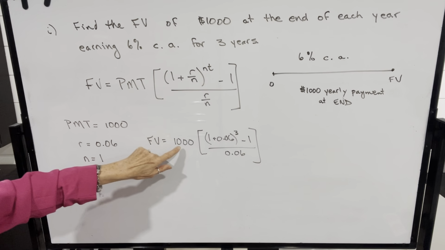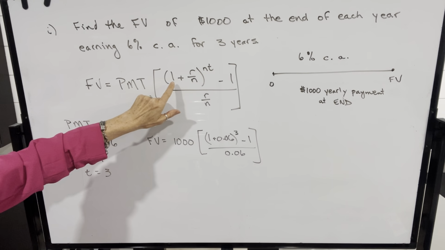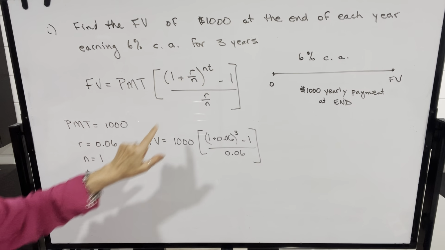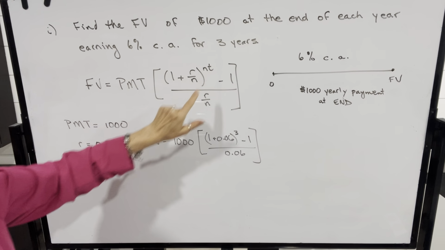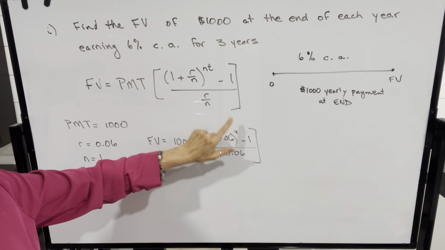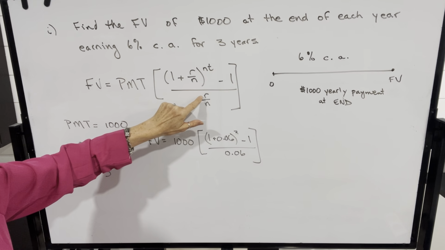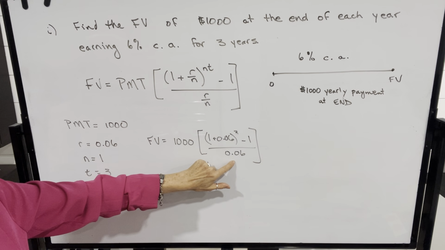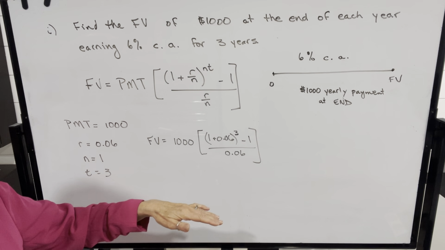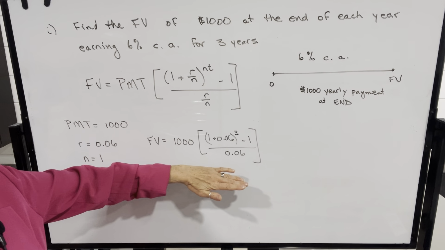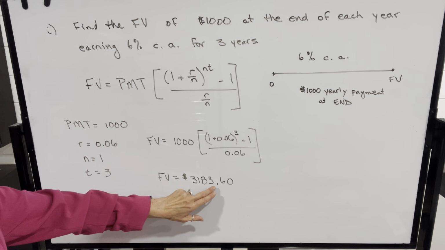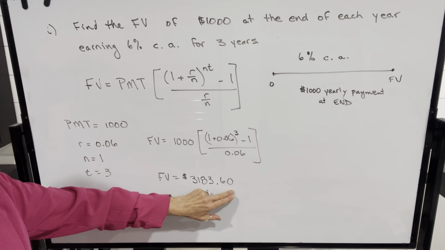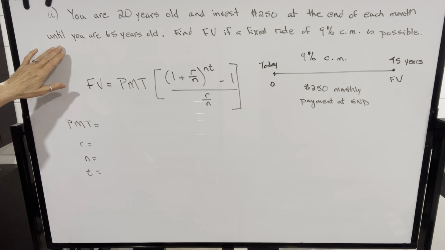So we'll have $1,000 times, in this bracket, 1 plus r divided by n, which is just 0.06, to the power of n times t, which is just 3, minus 1, divided by r divided by n, which is 0.06. Understand order of operations and how you use your calculator properly to calculate this, and you should get a value of $3,183.60.